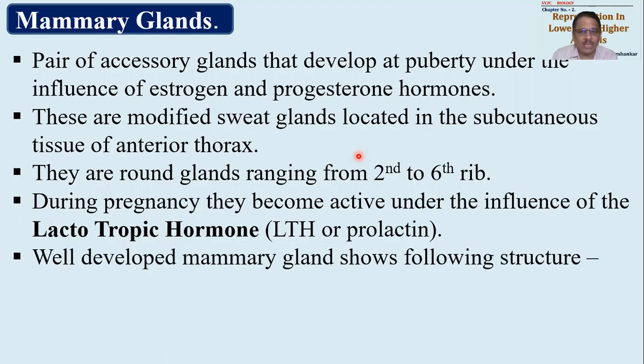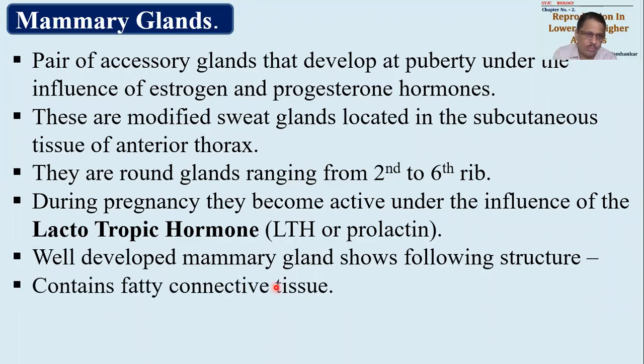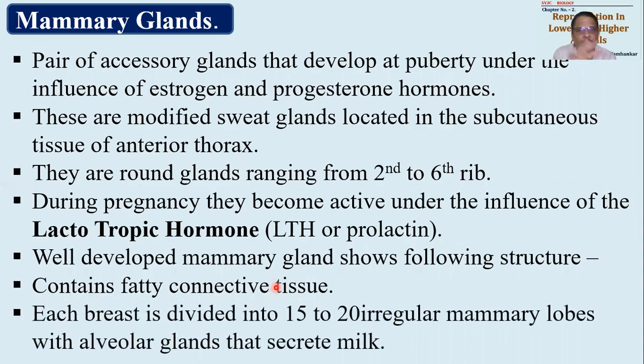These are well developed mammary gland, and whenever they are well developed, they will show very definite structure. This definite structure is essential for understanding how and where the milk actually is being produced. Okay, they contain fatty tissue or adipose connective tissue, we can say, that is to fill up the gap. Each breast or each mammary gland को breast भी कहा जाता है, will be divided into around 15 to 20 irregularly shaped mammary lobules. So inside there are lobules available.